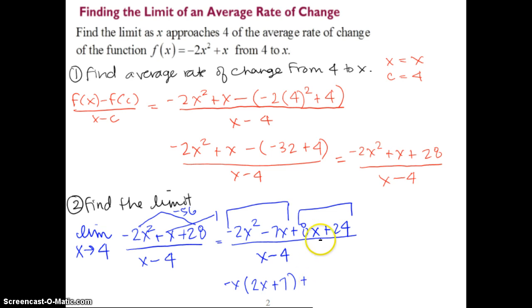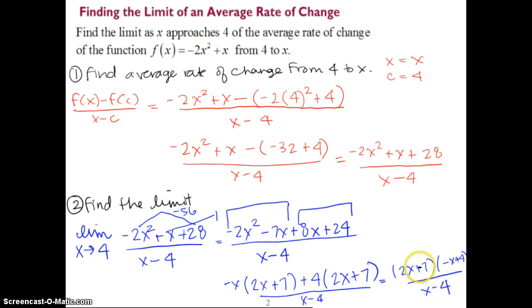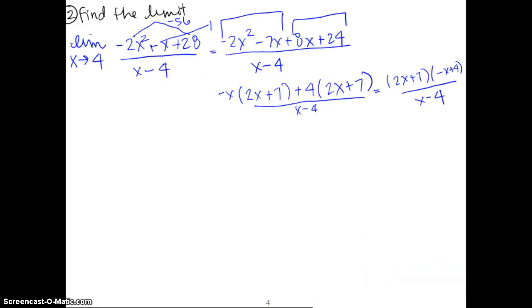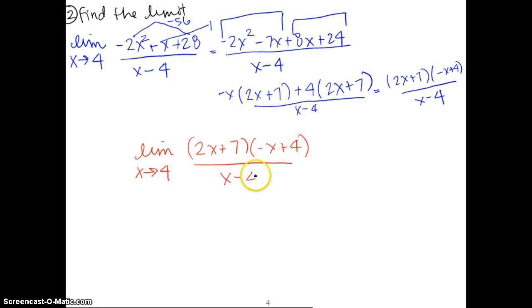And then if we factor out a 4 in the second group, we're left over with 2x plus 7 over x minus 4. So that simplifies to be 2x plus 7 times negative x plus 4 over x minus 4. And we're going to have to move to a new page here. Okay, so I've gotten this on a new page, and hopefully you see that now we're looking at the limit as x approaches 4 of 2x plus 7 times negative x plus 4 over x minus 4.